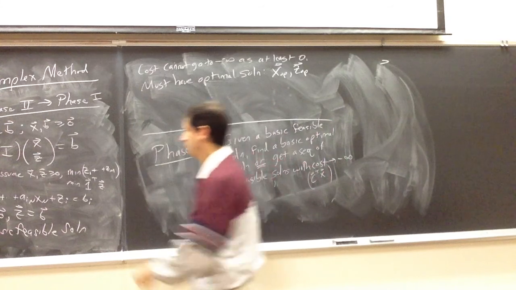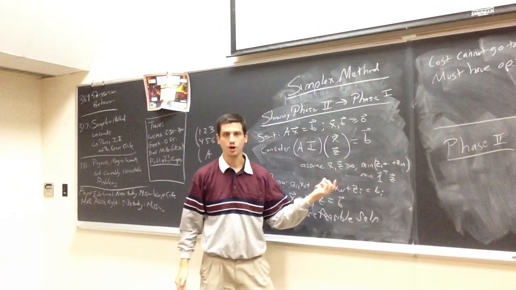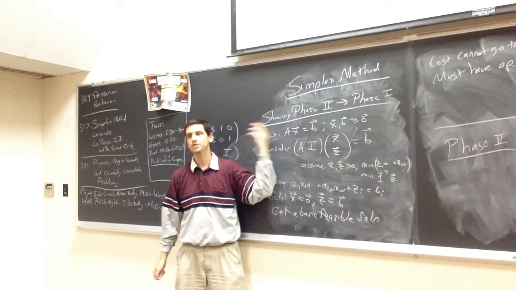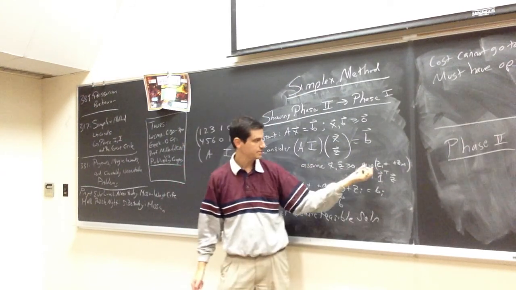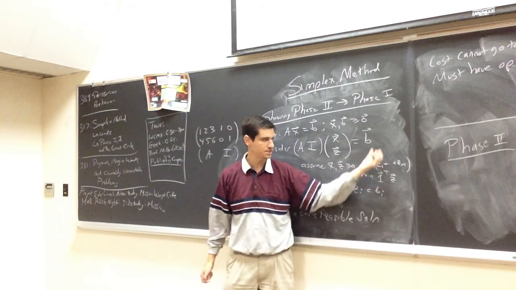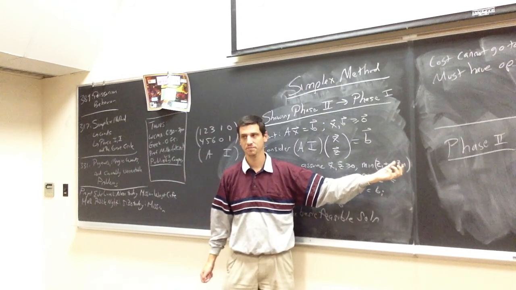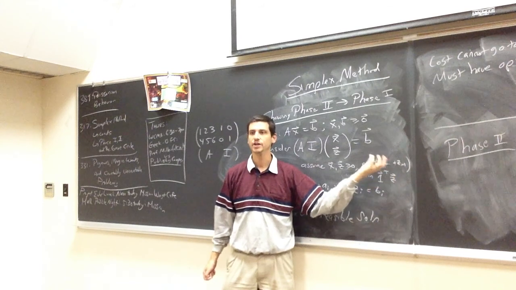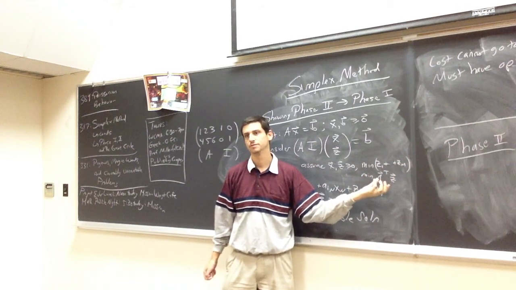Sure. Do anything about the cost function? Well, we got to choose the cost function. Remember, it's not the cost function of the original problem. We can choose any cost function we want. The cost function I chose was z1 plus z2 plus dot dot dot plus zm. And since the z's are non-negative, the smallest cost we can have is when all the z's are 0.